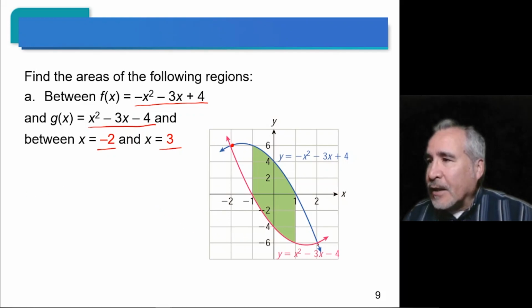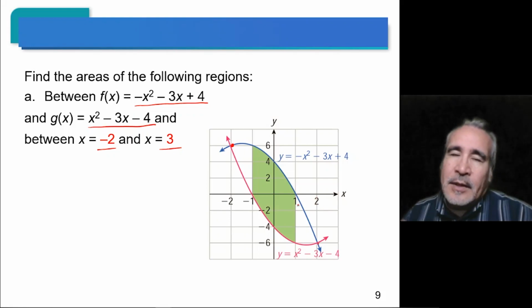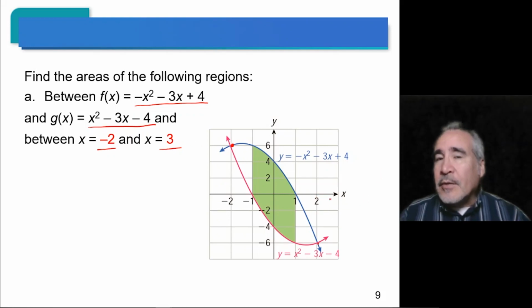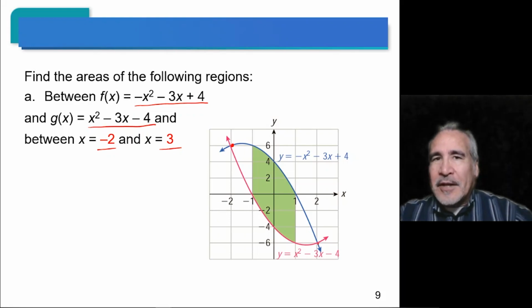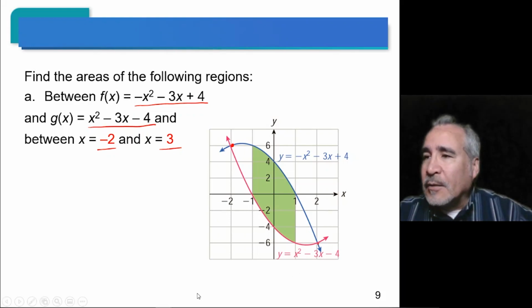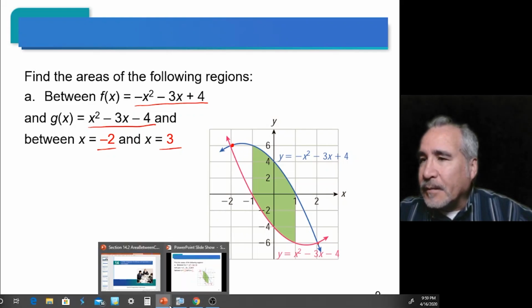And then we've got to find this other one, which it looks like is at 2. So we're going to break this up into two regions. We're going to go from -2 to 2, and then 2 to 3. But we don't know that quite yet until we actually verify that. So let's verify that with the graphing calculator.